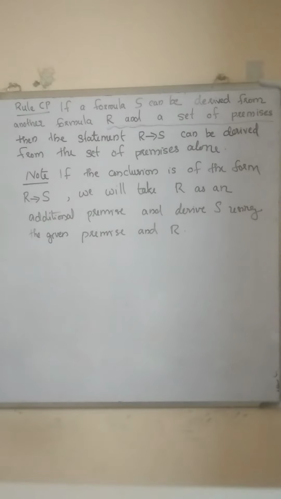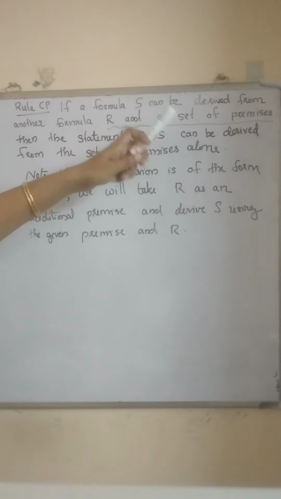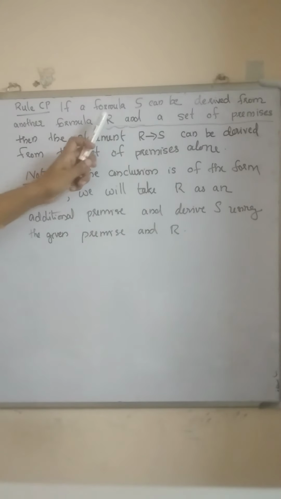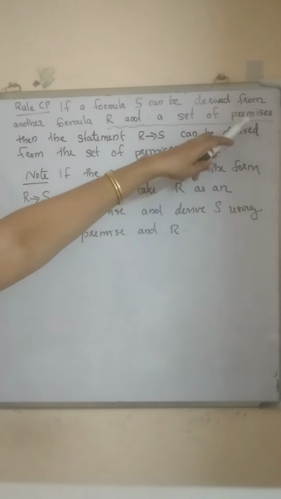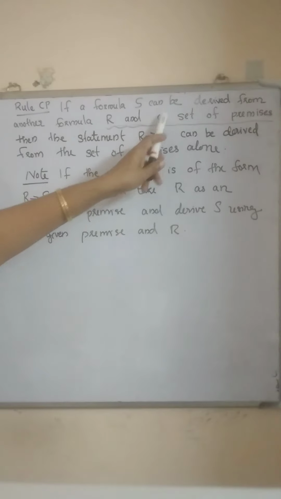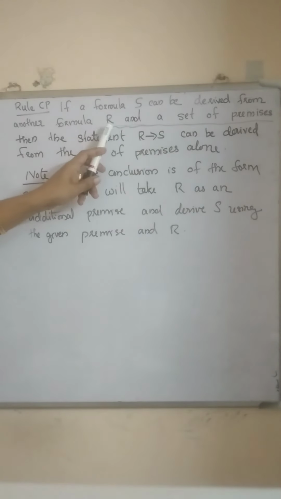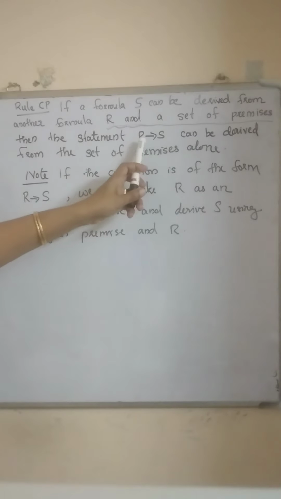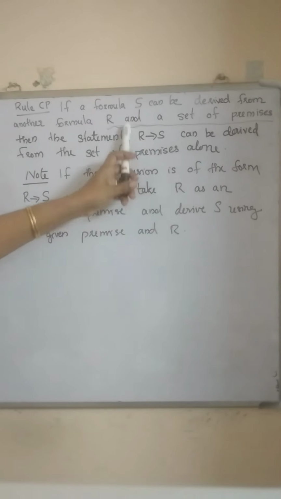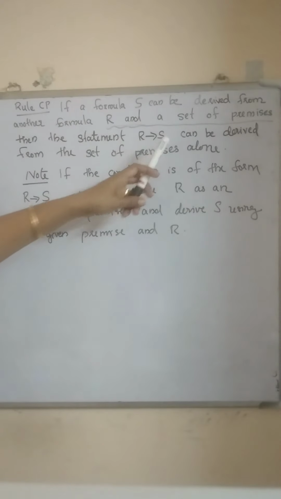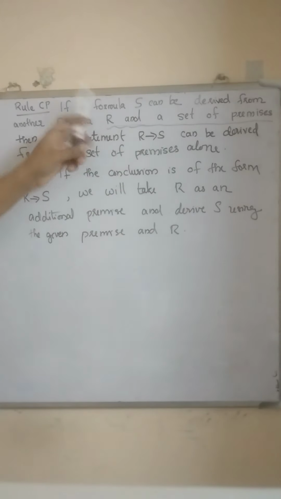Rule CP: if a formula S can be derived from another formula R and a set of premises, then the statement R conditional S can be derived from the set of premises alone. Here the premises are a set of premises and R. That is, the given premises and an additional premise R. That R is in the conclusion also. If the conclusion is R conditional S, then we add R as a premise here.